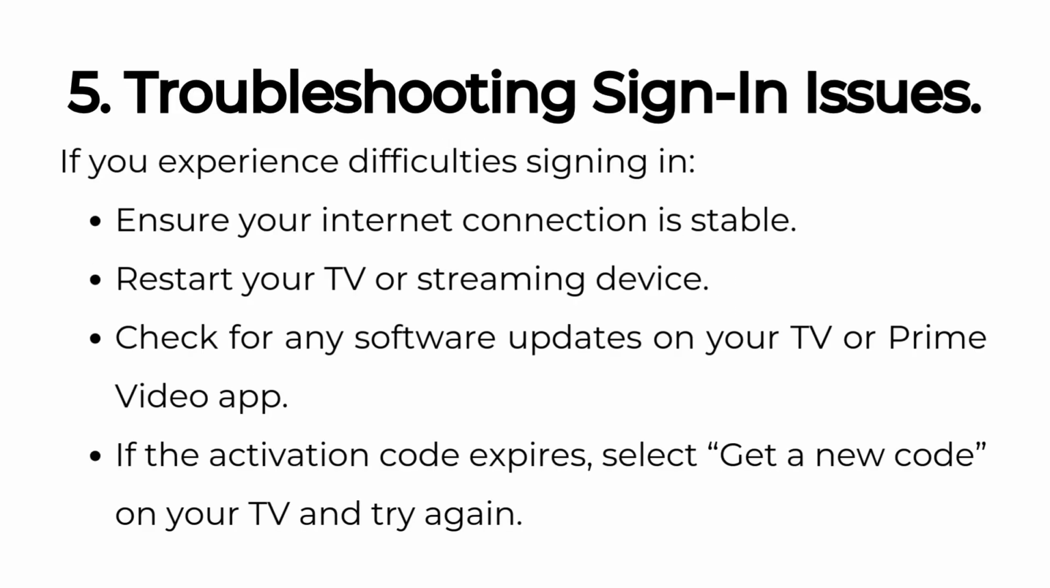5. Troubleshooting sign-in issues. If you experience difficulties signing in, ensure your internet connection is stable. Restart your TV or streaming device. Check for any software updates on your TV or Prime Video app. If the activation code expires, select Get a New Code on your TV and try again.